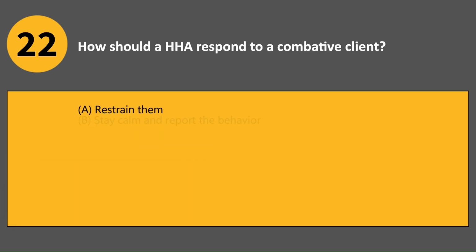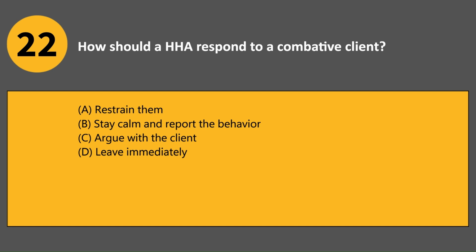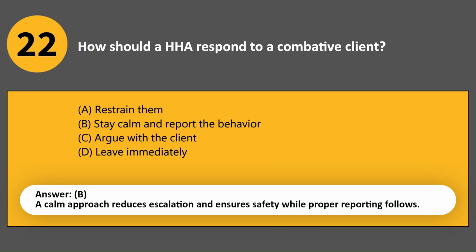How should a HHA respond to a combative client? A. Restrain them. B. Stay calm and report the behavior. C. Argue with the client. D. Leave immediately. Answer: B. A calm approach reduces escalation and ensures safety while proper reporting follows.